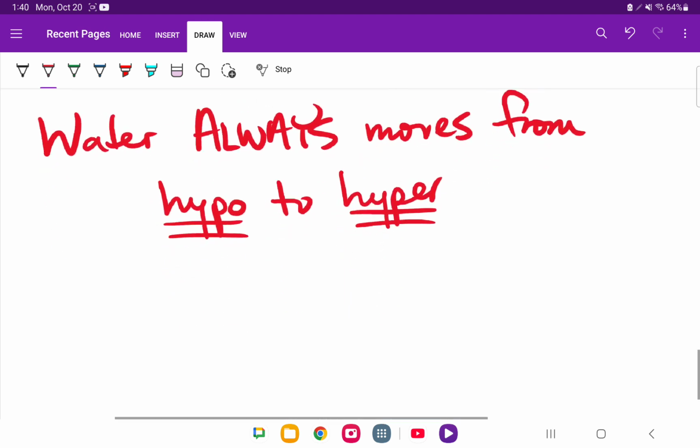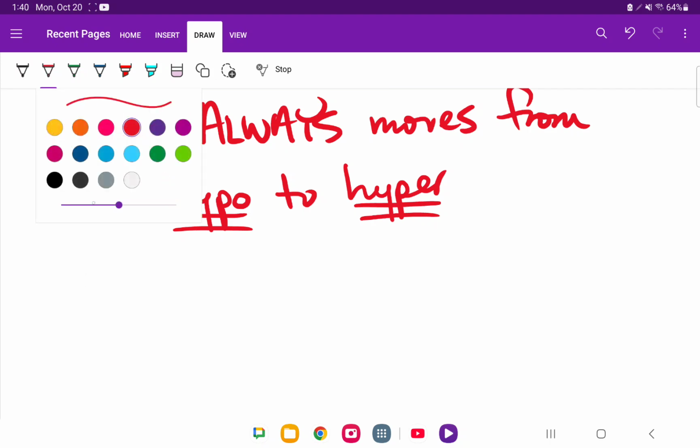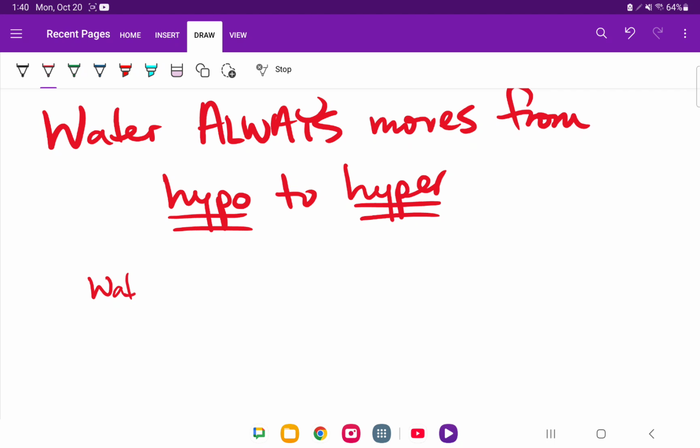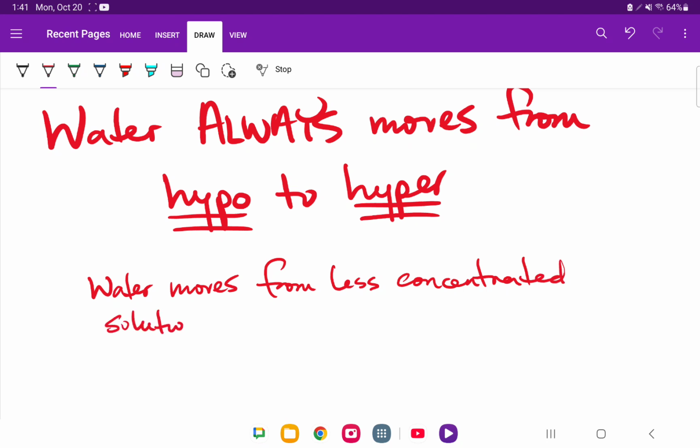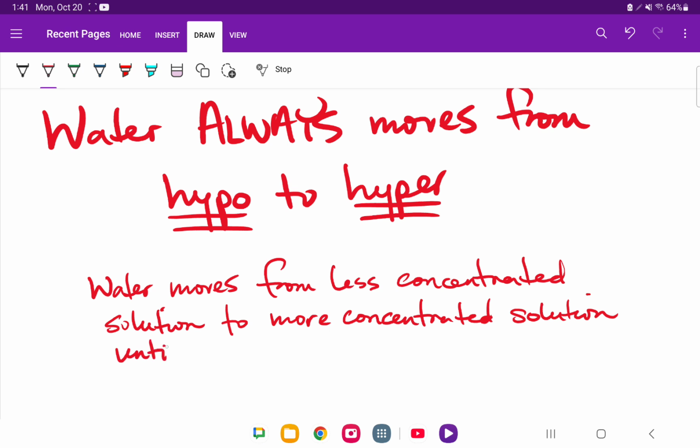I also think of things as water moves from the less concentrated solution to the more concentrated solution until the concentrations balance out. Basically, until the system reaches equilibrium.